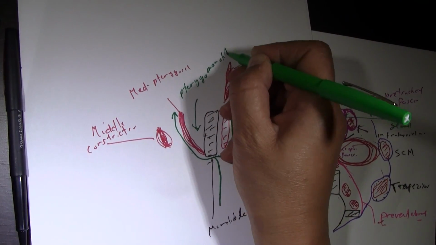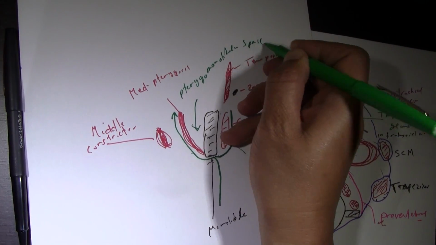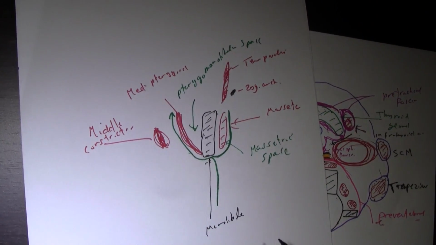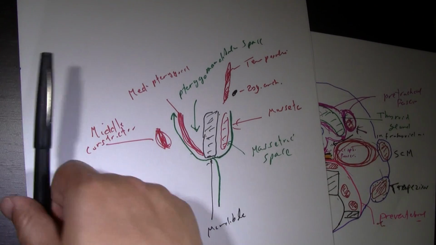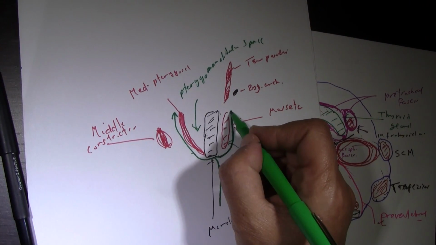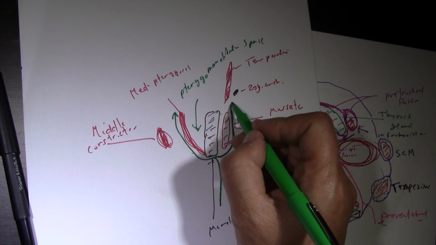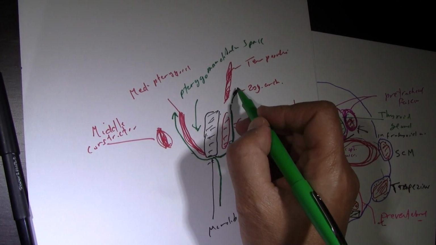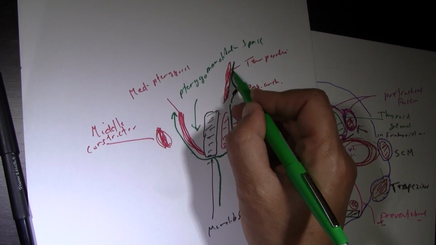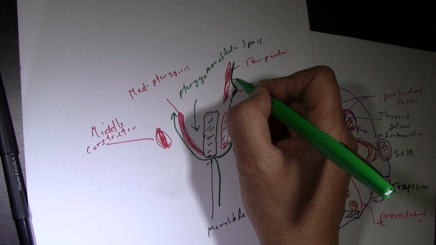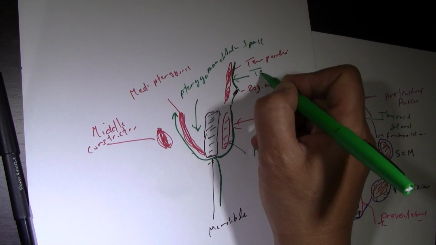Pterygomandibular space. Okay. All together, if you see, this fascia extends to the zygomatic arch, and again is going to cover temporalis, creating another space which we call the temporal space.